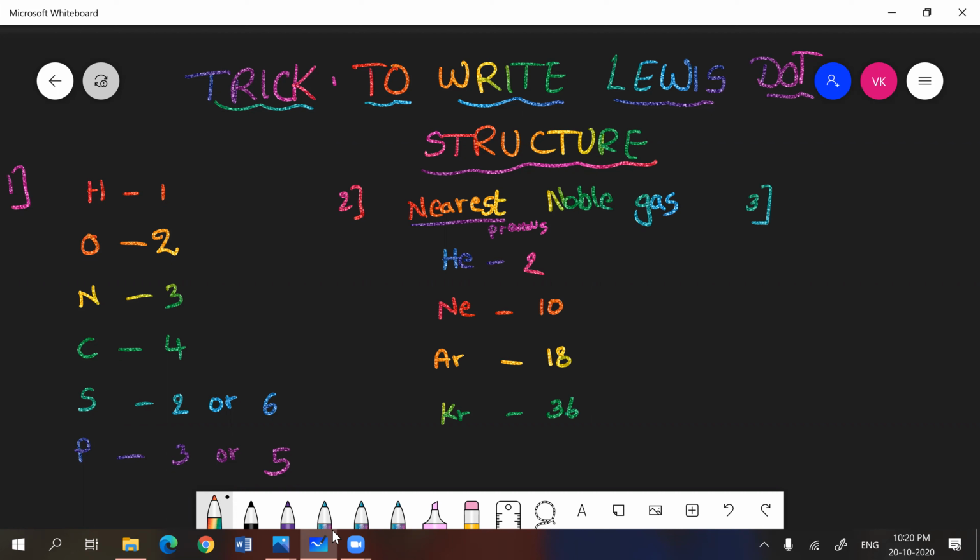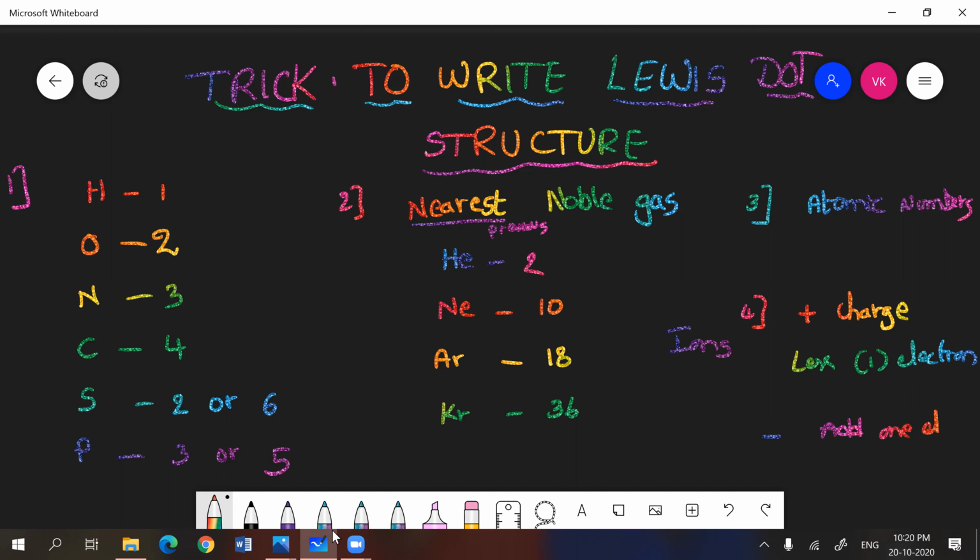And the third point that you have to know is the atomic number of all atoms. And one more point: if you have any charged ions, either plus or minus, then if it is plus, you have to take away one electron. If it is minus, you have to add one electron. Okay, so please do remember these points.